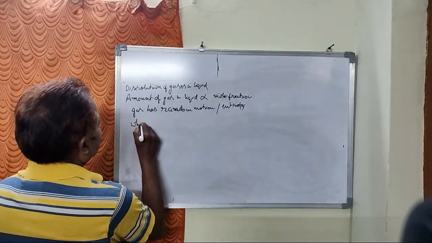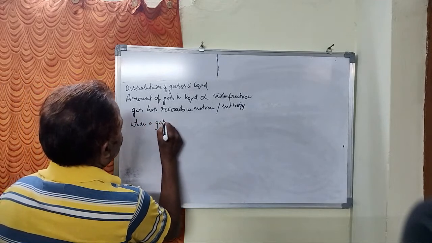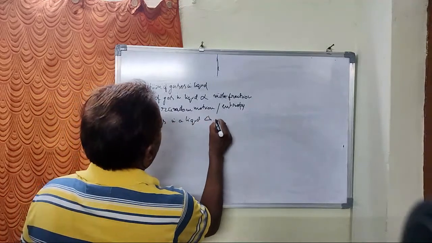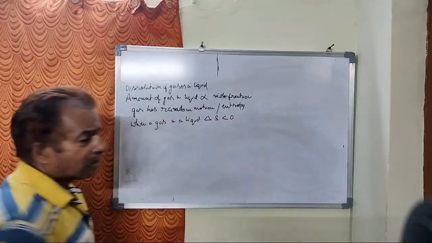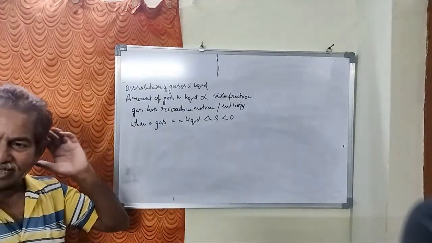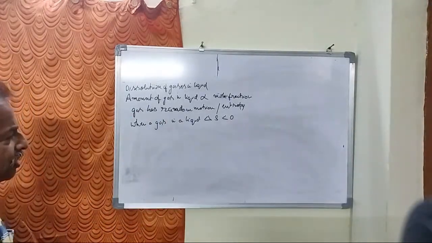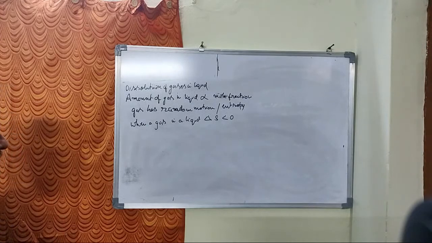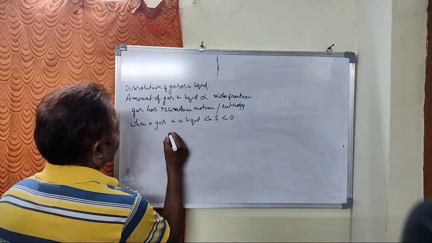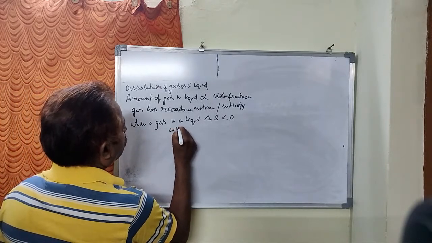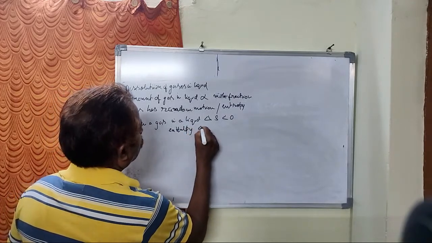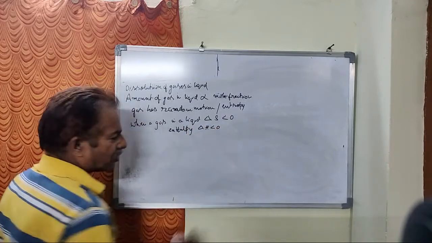Therefore, when a gas dissolves in a liquid, delta S becomes less than 0. Delta S becomes negative, or entropy decreases. Similarly, when a gas dissolves in a liquid, enthalpy also decreases. Therefore, delta H is less than 0.